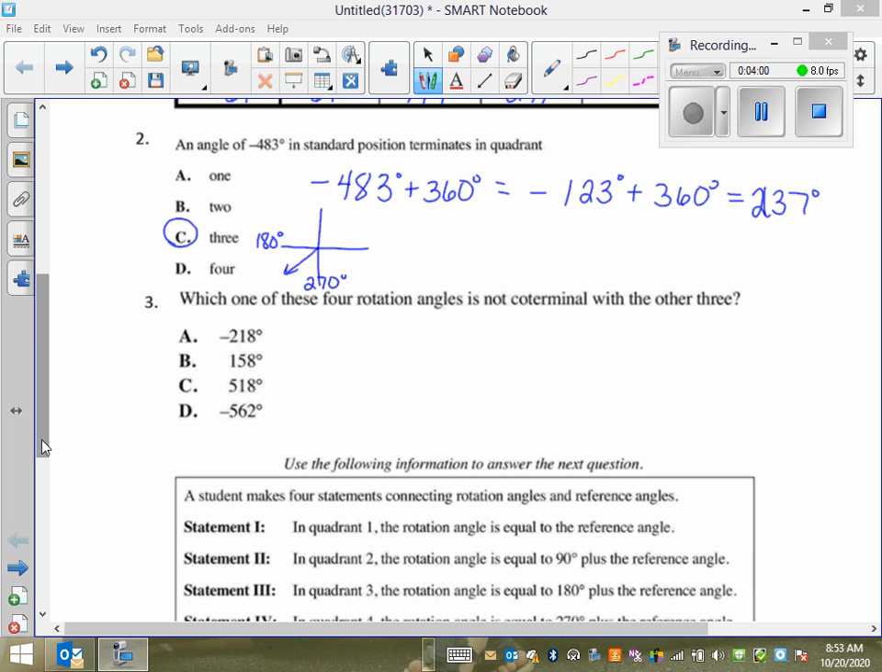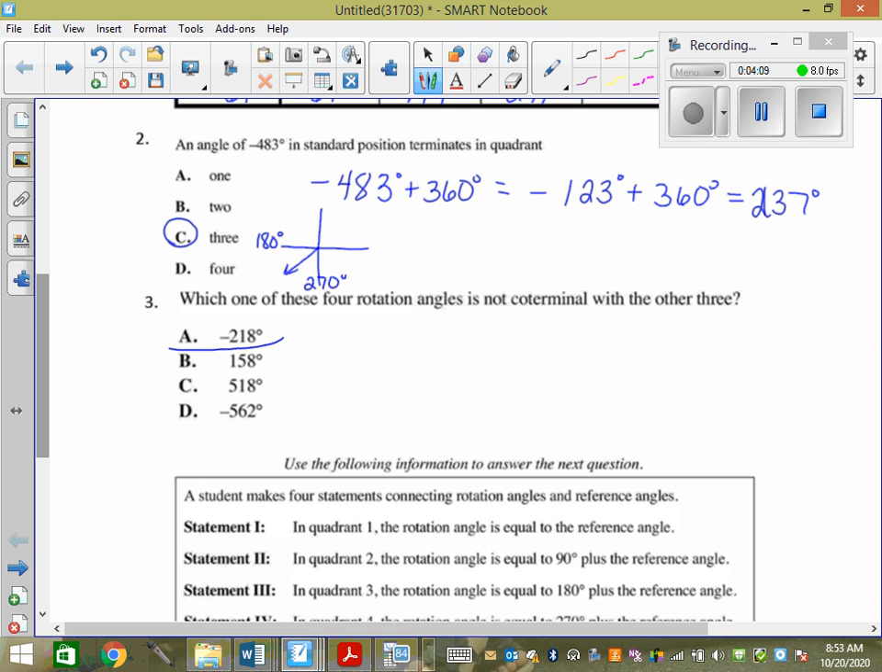Which one of these 4 rotation angles is not coterminal with the other? Which one doesn't work? A, B, C, or D? A. Because if we go 158 minus 360, it does not equal the negative angle, right?